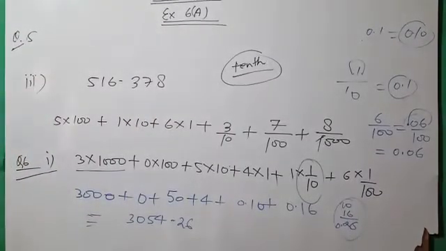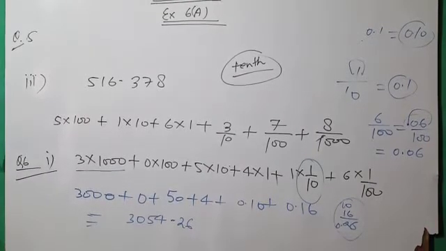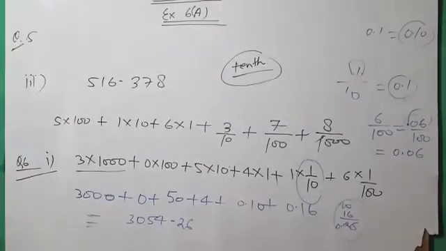Now question number 7. Compare the following decimal numbers, and we have to put the greater than, less than and equal to sign between these. These are very simple questions. 6.18 is less than 6.98.